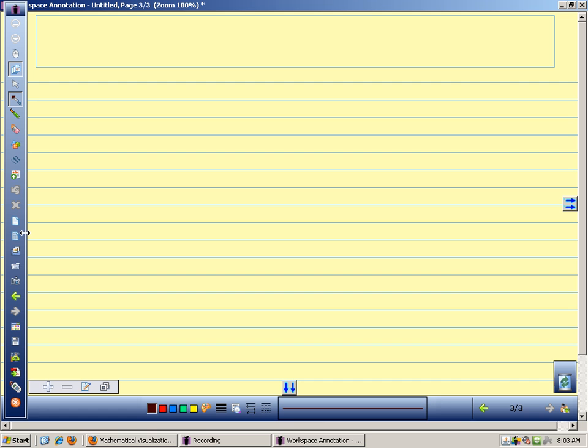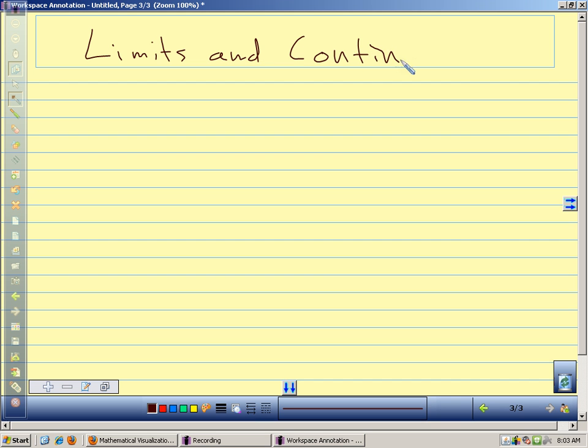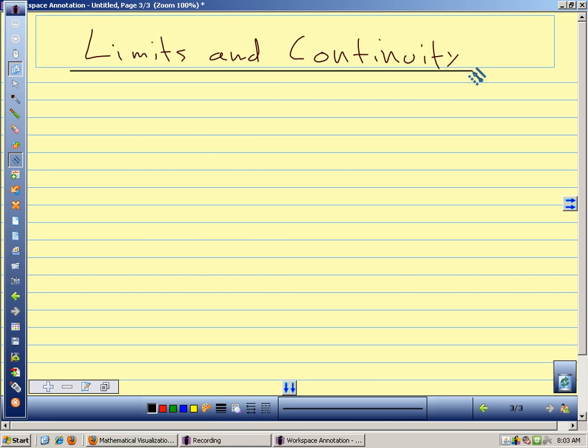Last thing for today, we're going to talk about limits and continuity. Is it still in the same chapter? Yes. We're just going to extend the ideas of limits and continuity from what we know about functions of two variables to vector valued functions. It's a pretty straightforward extension.